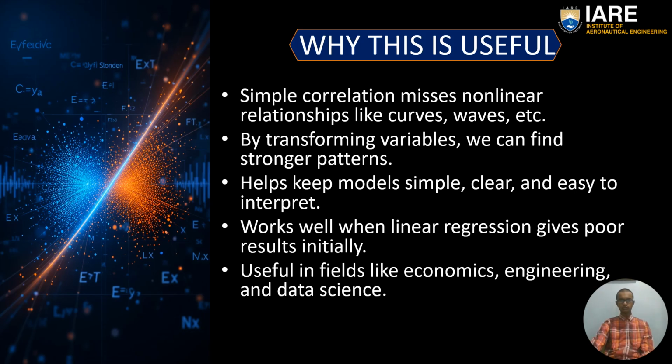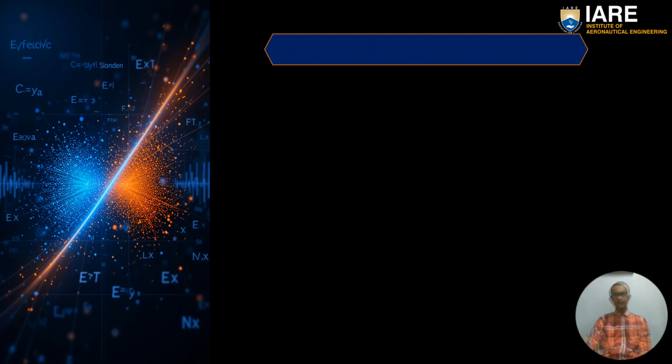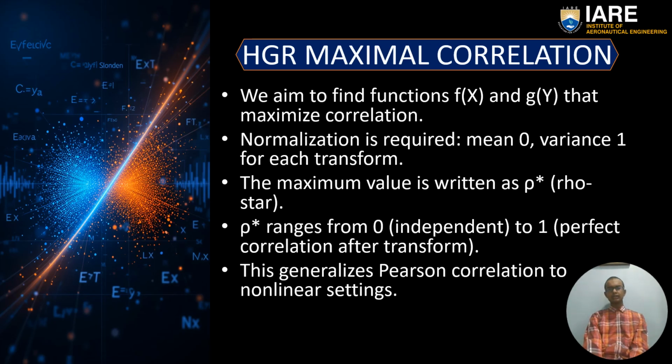Now let's go to the next slide. Now let's go through HGR maximal correlation. This concept comes from Hirschfeld, Gebelein, and Renyi. H is for Hirschfeld, G is for Gebelein, and R is for Renyi.